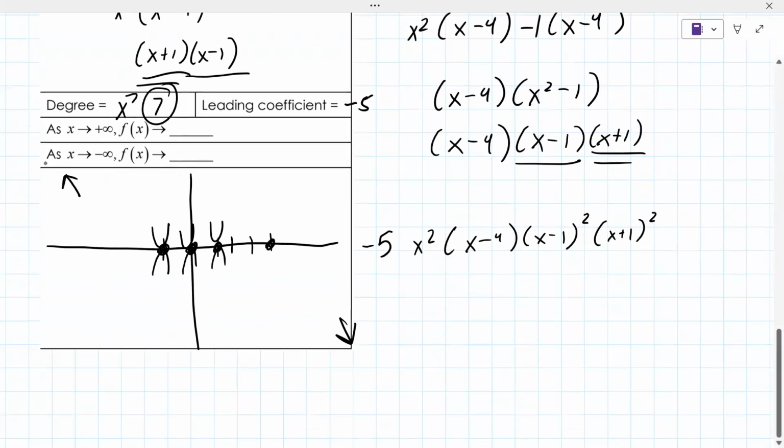So then it goes bouncing, bouncing, bouncing, bouncing, and then crossing. And then for the end behavior, you just put positive infinity and negative infinity. Got it.